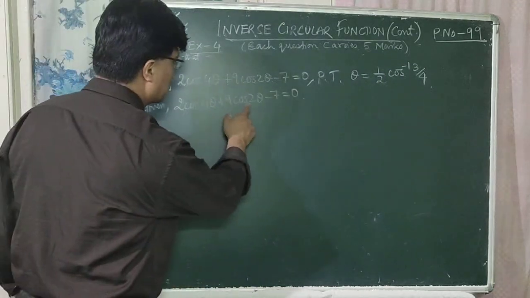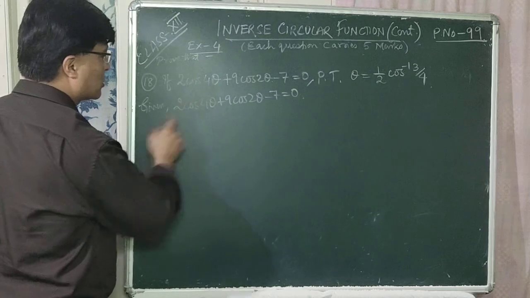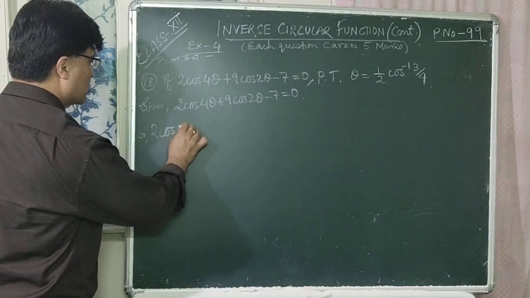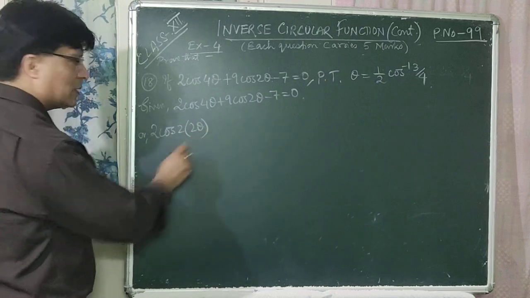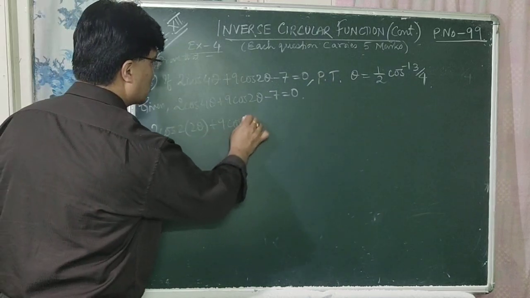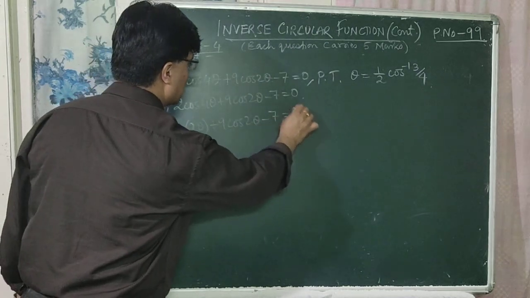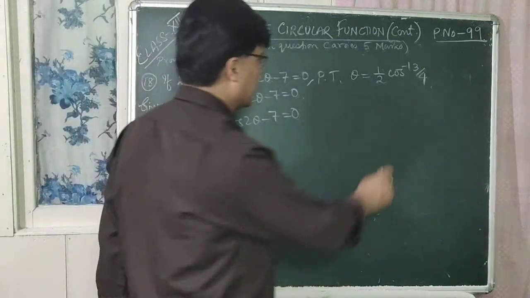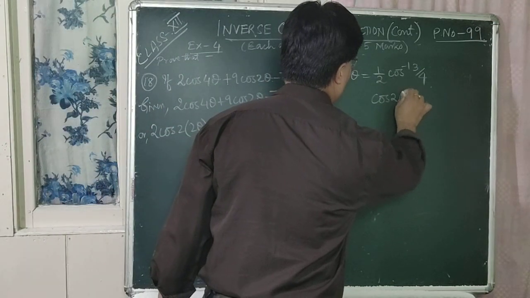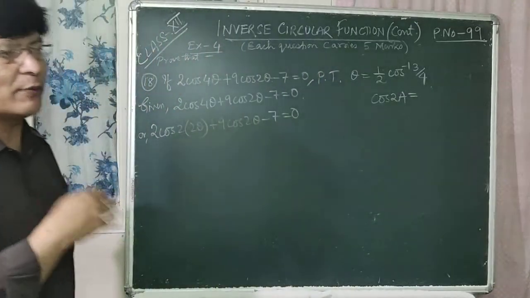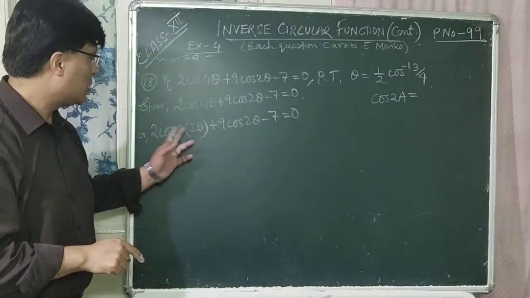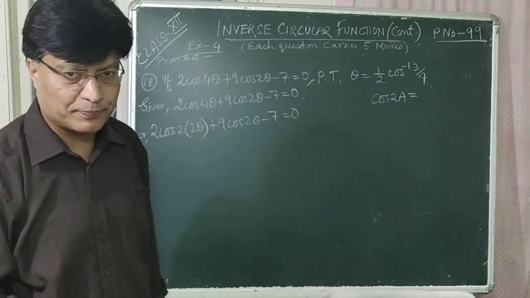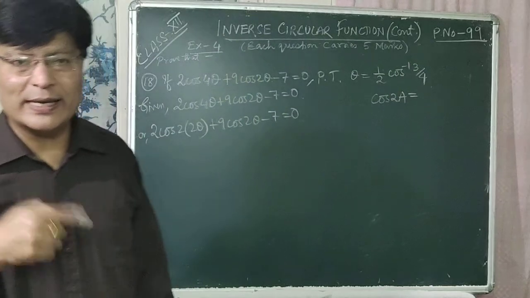So now since this is in terms of cos 2 theta, let us write this cos 4 theta in terms of cos 2 theta, okay? Or 2 cos 2 into 2 theta, right? Plus 9 cos 2 theta minus 7 is equal to 0. Now you should write down the formula for cos 2a. So can you tell me what is the formula for cos 2a from multiple angles in terms of cos? You have to express this cos 4 theta in terms of cos 2 theta. So you have to express cos 2a in terms of cos.